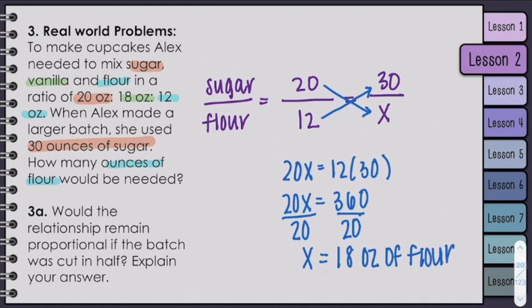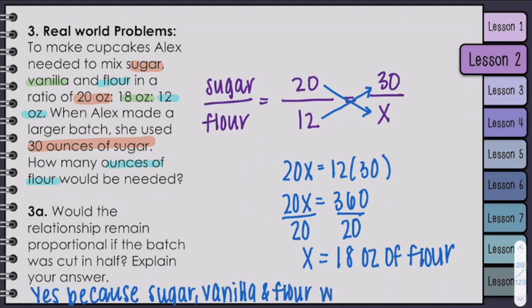But now, would the relationships remain proportional if the batch was cut in half? Explain your answer. So, if your batch was cut in half, all of your ingredients would be cut in half. So yes, because the sugar, vanilla, and the flour ingredients would be cut in half. So if the batch was cut in half, so would your ingredients.